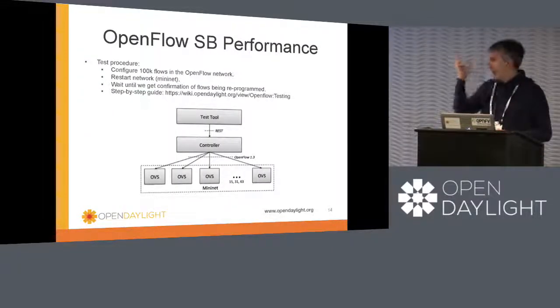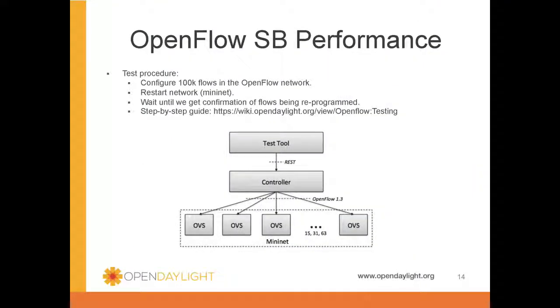So this is more like end-to-end, from northbound down to the switch. Now, this is another test that is purely southbound. How we did the southbound test is also a very realistic scenario. We configure, again, 100K flows in the OpenDaylight network. After that, we restart the network.